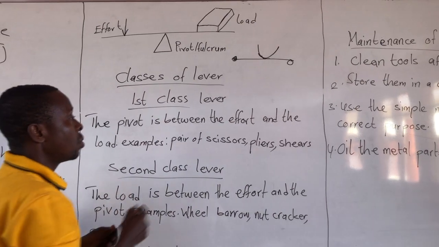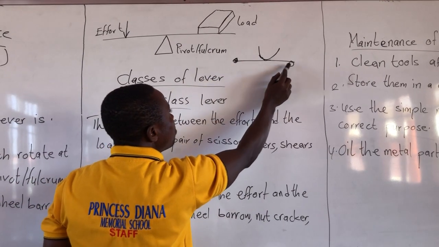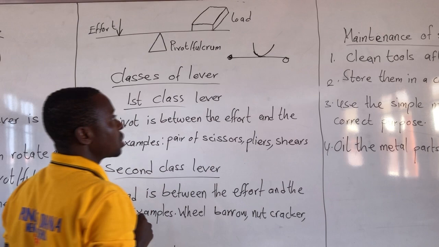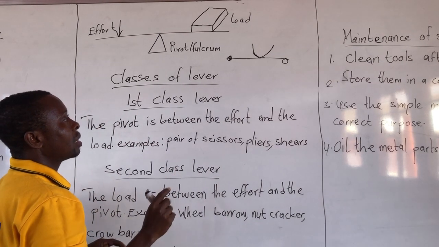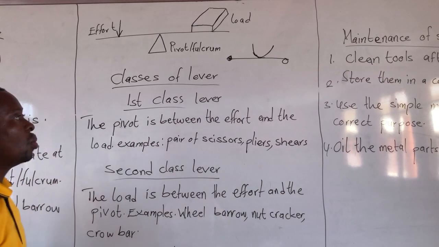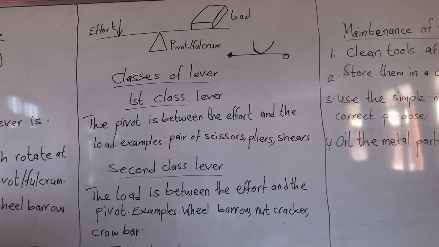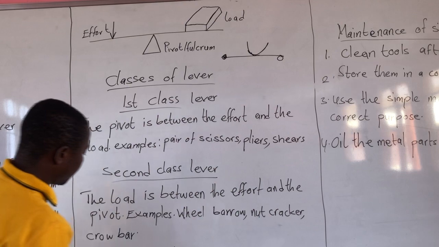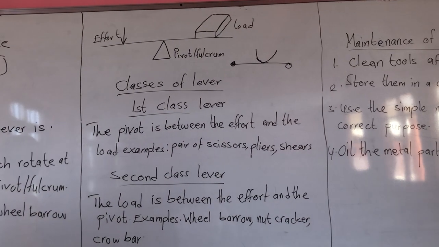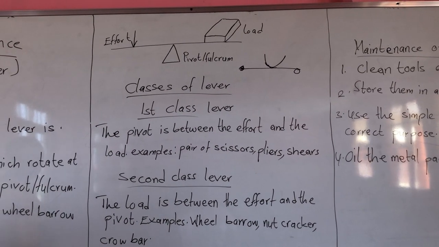So you can see that this one is a second class lever. The load is between the pivot and the effort. The wheelbarrow is a typical example. Then we also have the nutcracker and the crowbar.